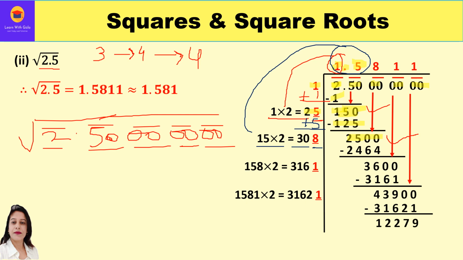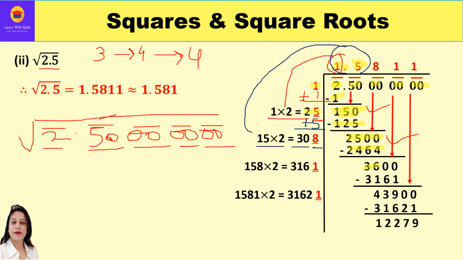Now we have a blank next to 30. What number should come over here, so that multiplied by the same number we get a product which is equal to or less than 2500? So after a lot of trials I got 8. So I can say that 308 into 8 is 2464, right, which is less than 2500. So over here, my product is 2464 and I will subtract it from 2500. I'll get the remainder 36.